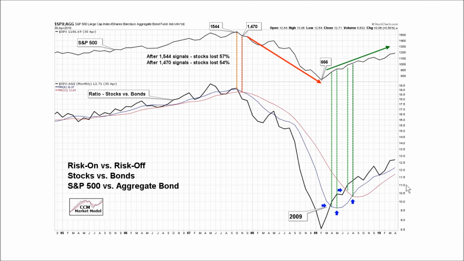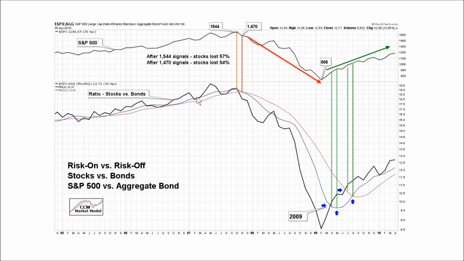This is one of the monthly risk-on, risk-off charts that feeds into the CCM master market model. We use the concepts on this chart to review 4 other charts. So if you're a regular viewer, bear with me as I explain some of the concepts. We've got stocks versus bonds here. This is the S&P 500 relative to the aggregate bond fund. The ratio here is in black.